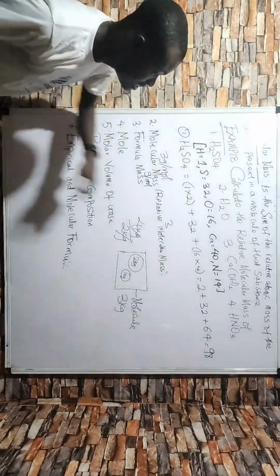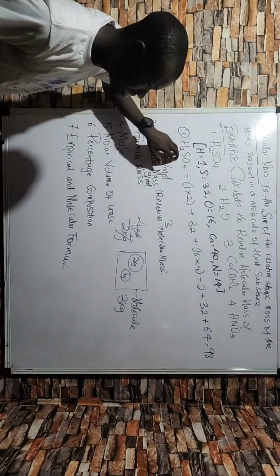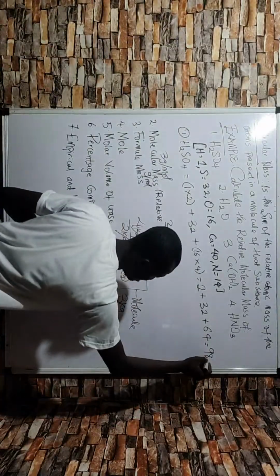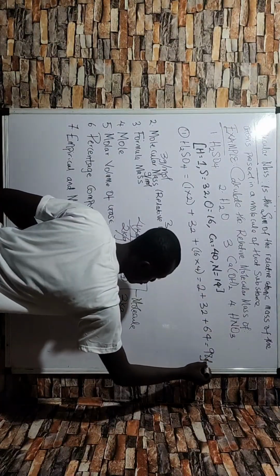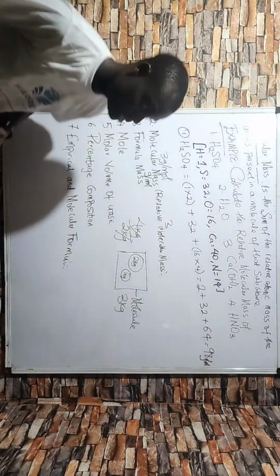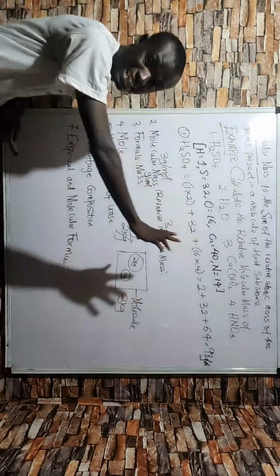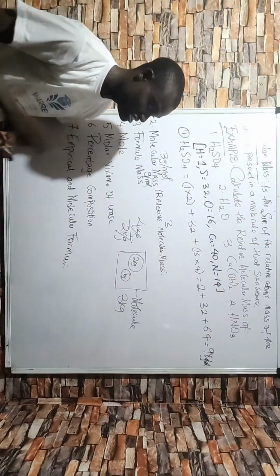Whenever you hear the word relative, just know that there's no unit for it. So in this case, if you are calculating molecular mass, this will be 98 gram per mole. The unit for molecular mass is gram per mole. But if it were to be relative molecular mass, it will simply be 98. So take note of that disparity.